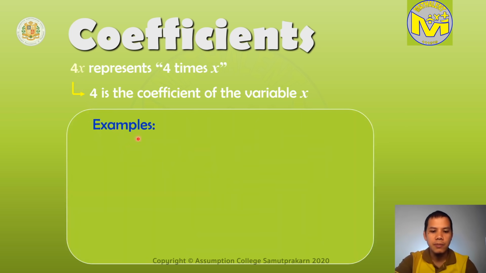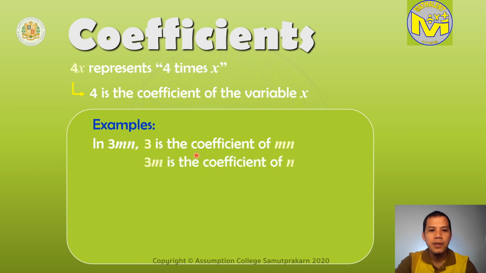Let me show you more examples. In 3mn, 3 is the coefficient of mn. Also, 3m is the coefficient of n. And also, 3n is the coefficient of m. So it's not only a number, it could be a combination of a number and a variable from a term like this.